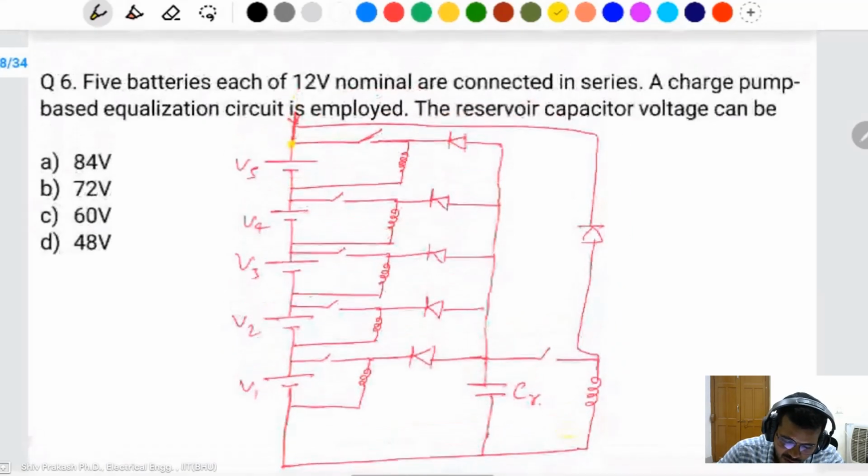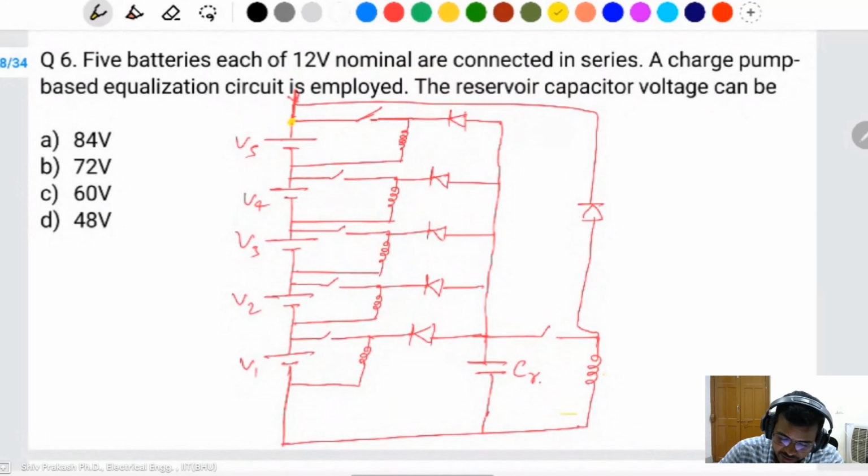Okay, he is asking about what is the reservoir capacitor voltage. This is the maximum voltage, V5 voltage. Then what is the total voltage? It is 5 into 12 volt battery. This will be the 60 volt.